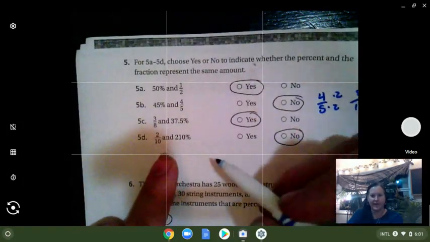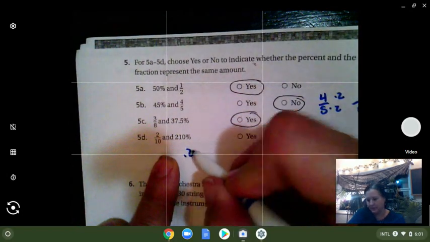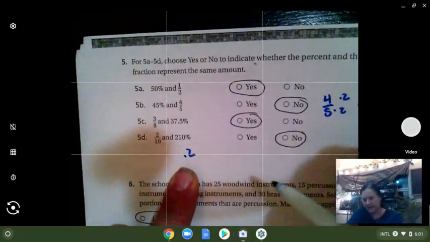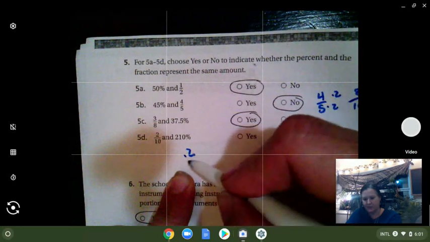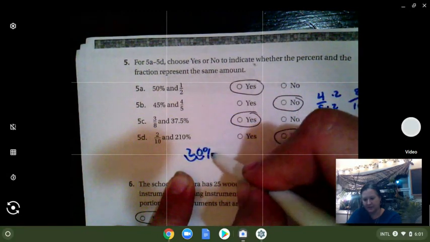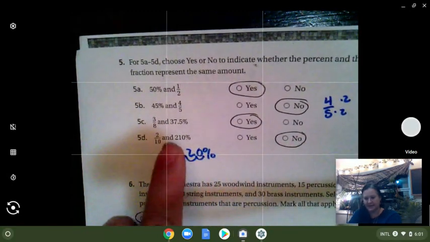All right, 2/10, which would be 0.2, and 2/10. So if we take 0.2 and change it to a percent, it would just be 20%. So this is not the same amount, no.